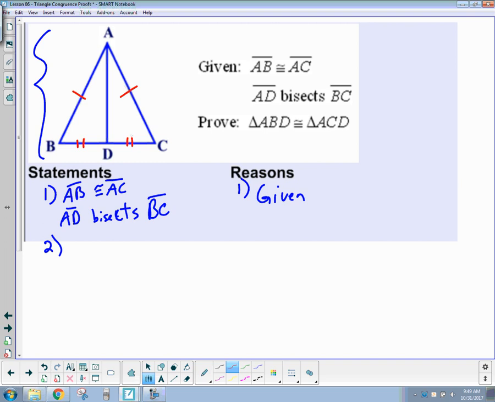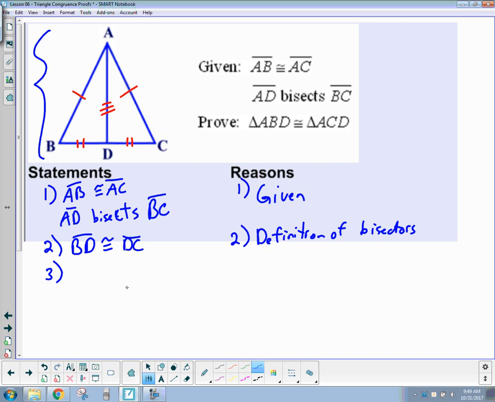So let's get my blue pen. BD is congruent to DC, again because of the definition of bisectors. 3. Well, I think we can pull out this idea. This is the reflexive property, so let's go ahead and jot that down. AD is congruent to AD because of the reflexive property.